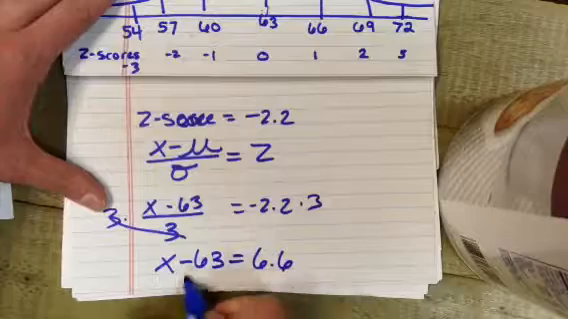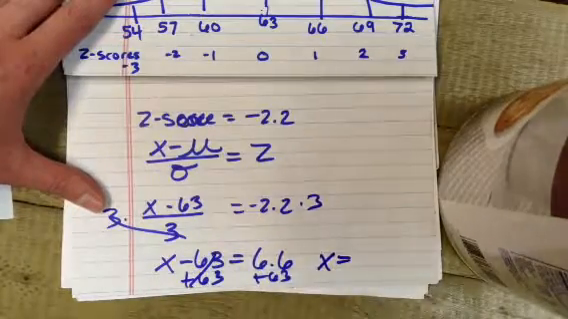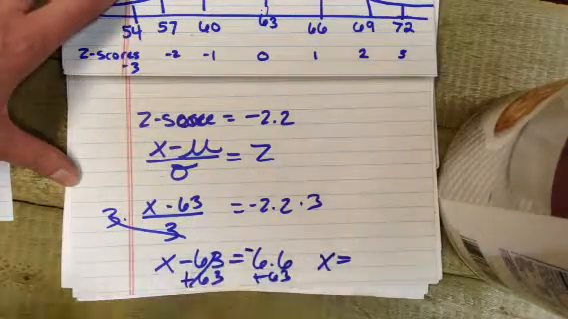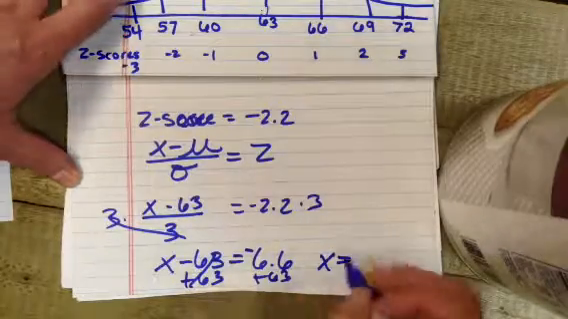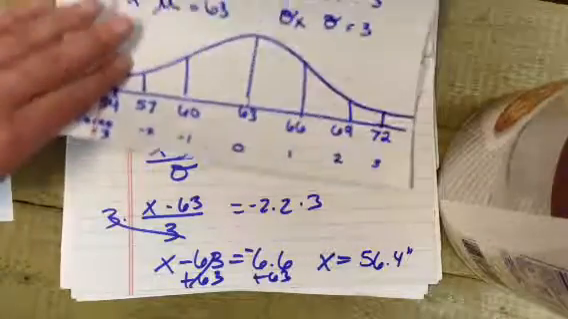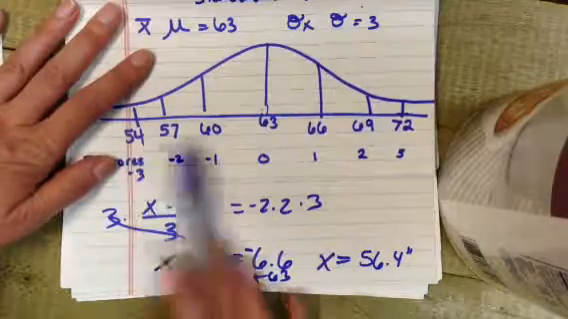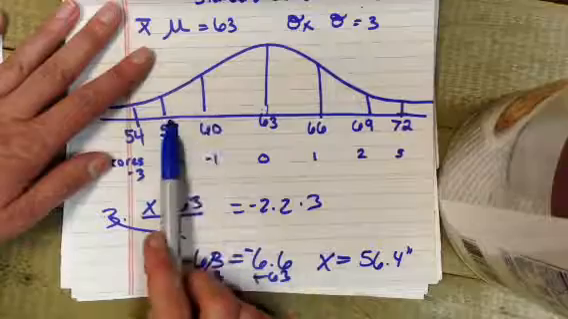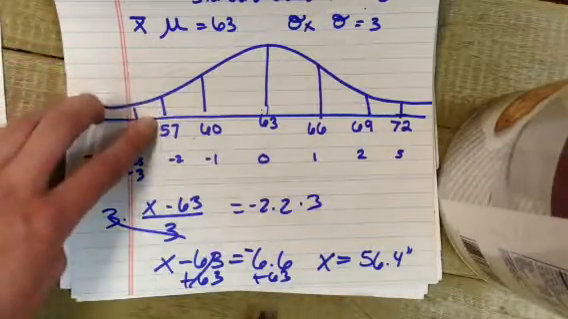And then again, because I'm solving, I'm going to add 63 to both sides. Hold on. That would give me a negative 6.6. Sorry about that. That's going to give us 56.4 inches, which should, again, make sense. Because it's a negative z-score, they have to be smaller than the mean. And negative 2.2 would be 1, 2, putting us a little bit behind 57, so they have to be a little bit shorter than 57.